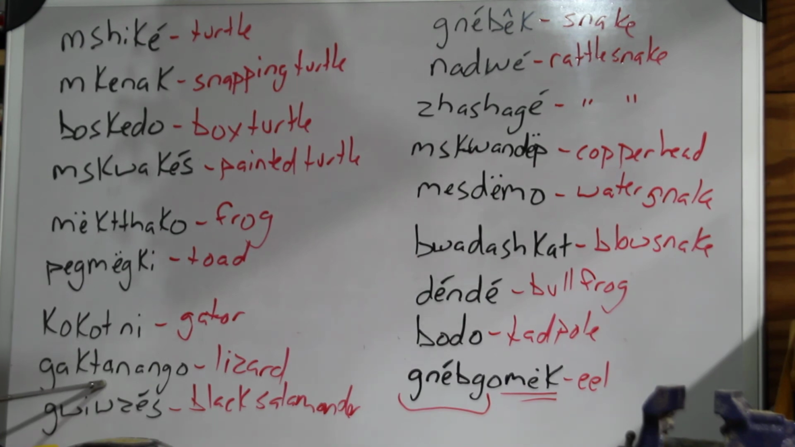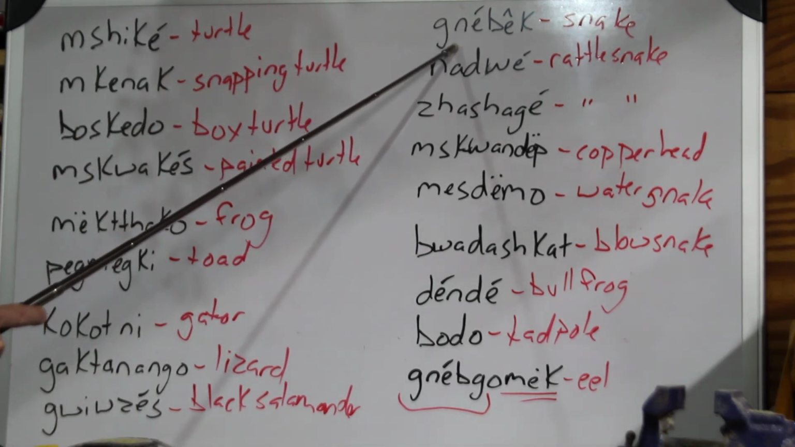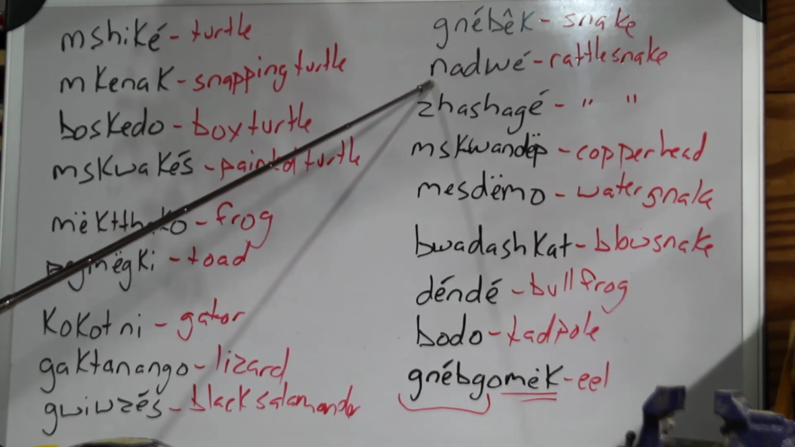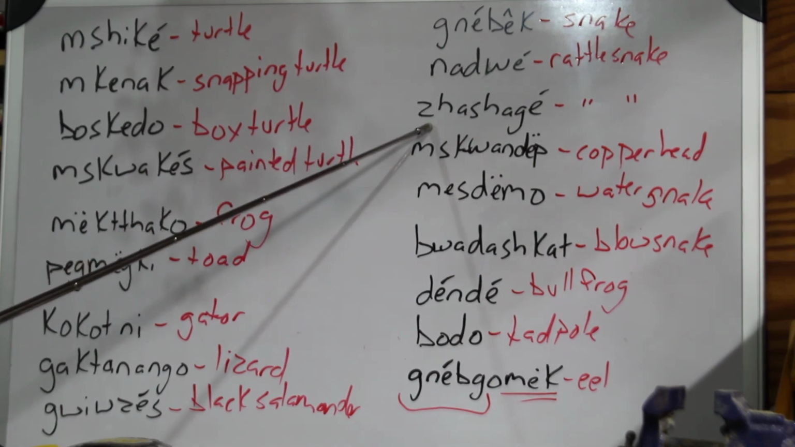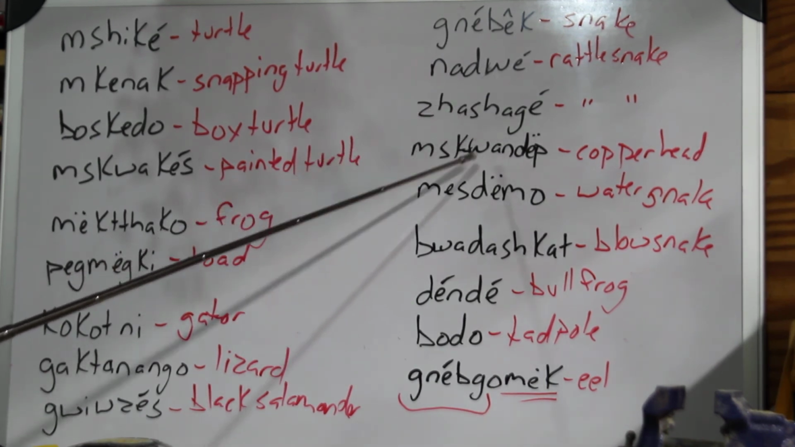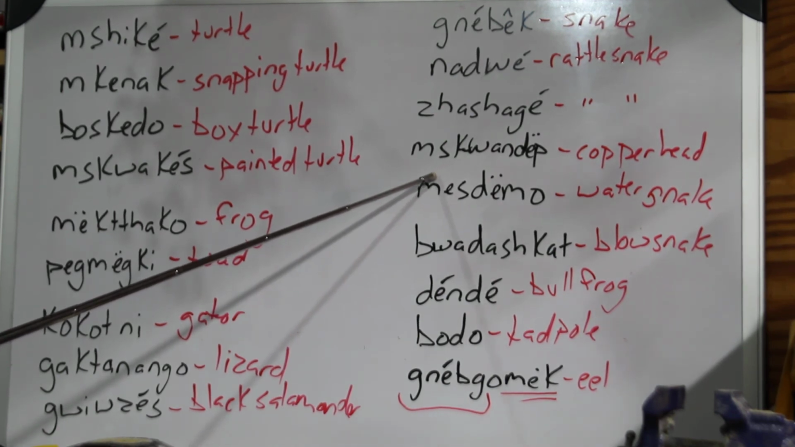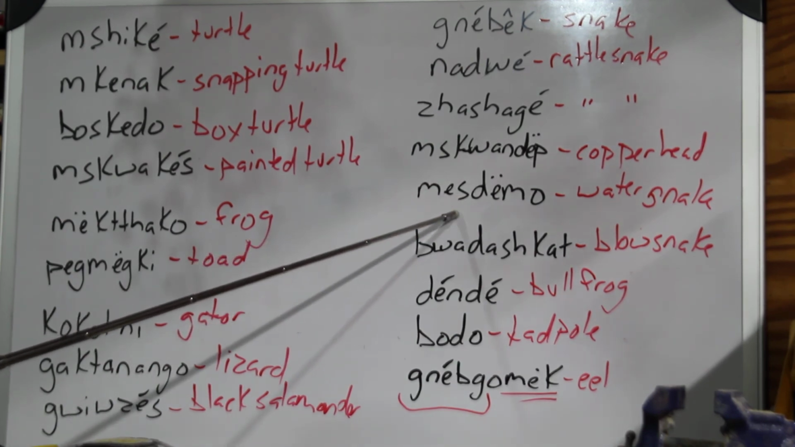Gaktanango, Guiuzas, Gnabuk, Nodwe, Jashage, Msquandup, Mistamo.